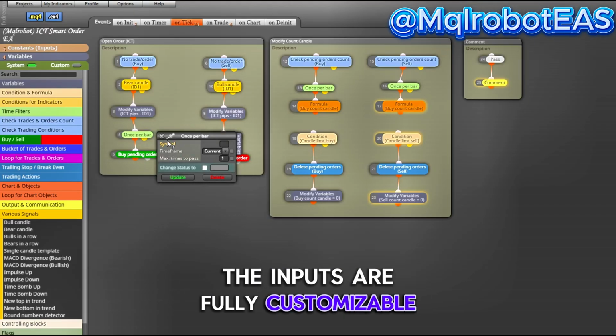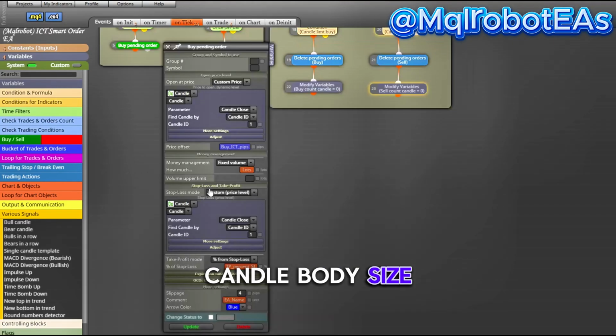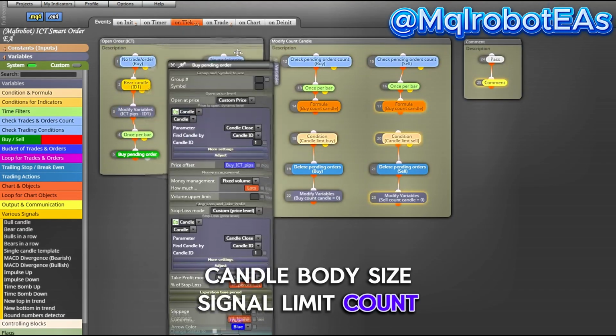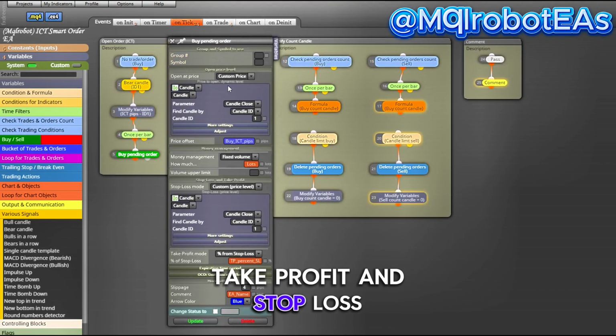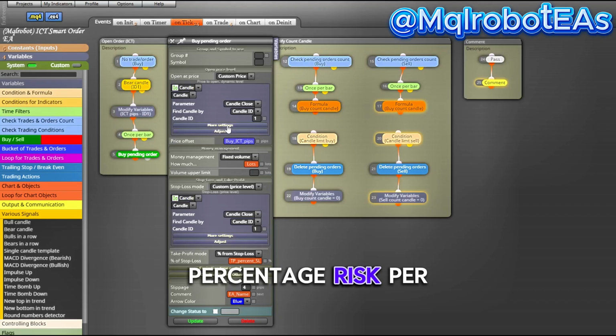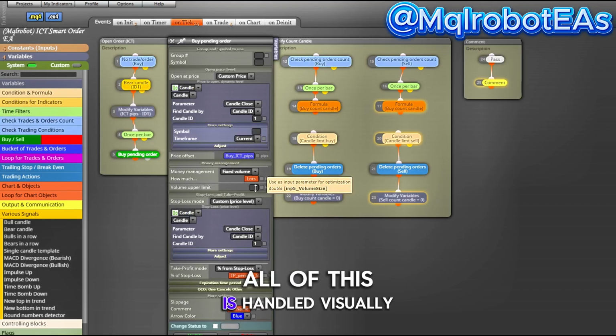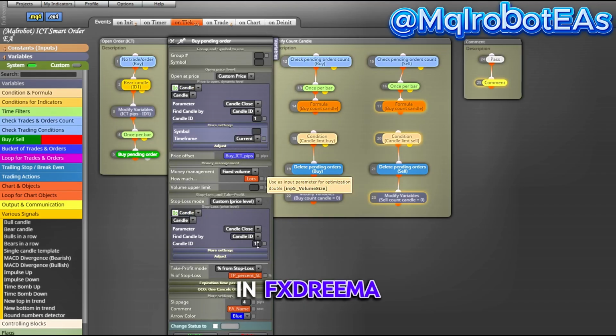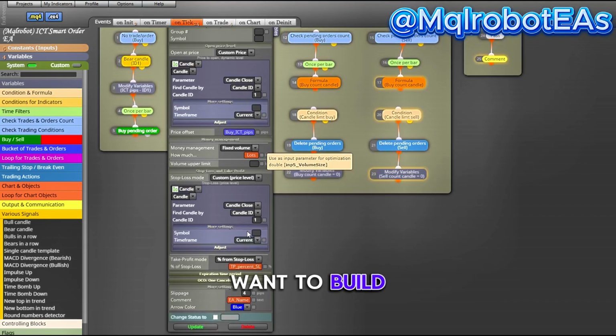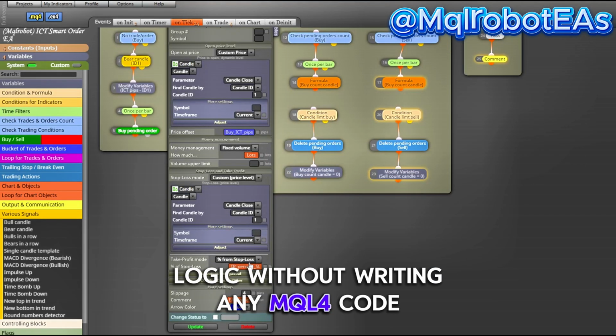The inputs are fully customizable: candle body size, signal limit count, take profit, and stop loss percentage. Risk per trade. All of this is handled visually in FXDreema, making it perfect for traders who want to build logic without writing any MQL4 code.